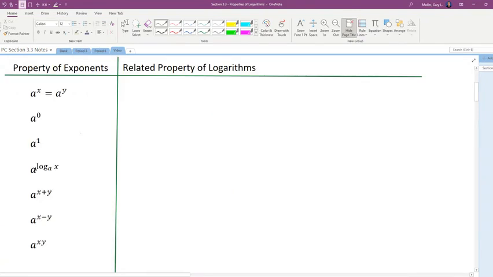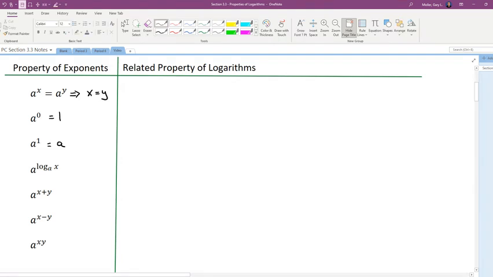All right, so let's take a look at these properties of exponents. Now, these are ones that we know, or most of them we know. And so if a to the x equals a to the y, that means that x equals y. And hopefully that makes perfect sense. We sort of just used that one a second ago in the warm-up. We know that a to the 0 equals 1. And I know that a to the first is a. And now let's take a look at a to the log base a of x.